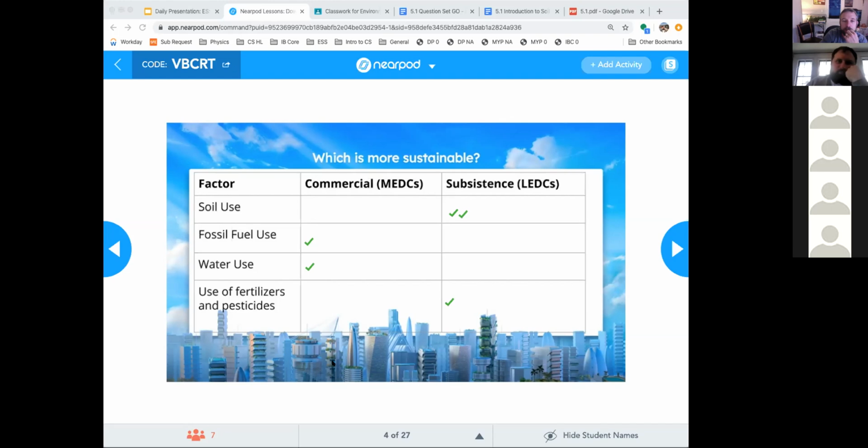Hey, Mr. Tout, are there right answers for this? When I was making this slide, I had right answers in mind, but there are certainly exceptions. One can do subsistence farming in a very unsustainable way, and one can do commercial farming in a sustainable way. But those are not the stereotypes.